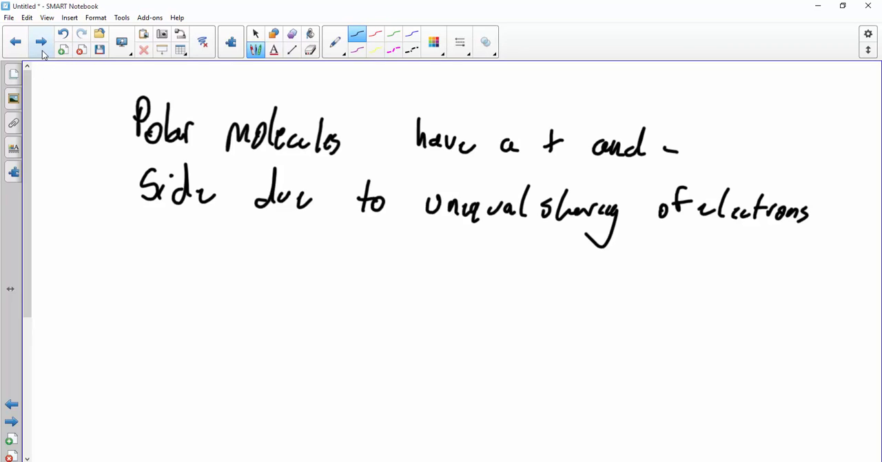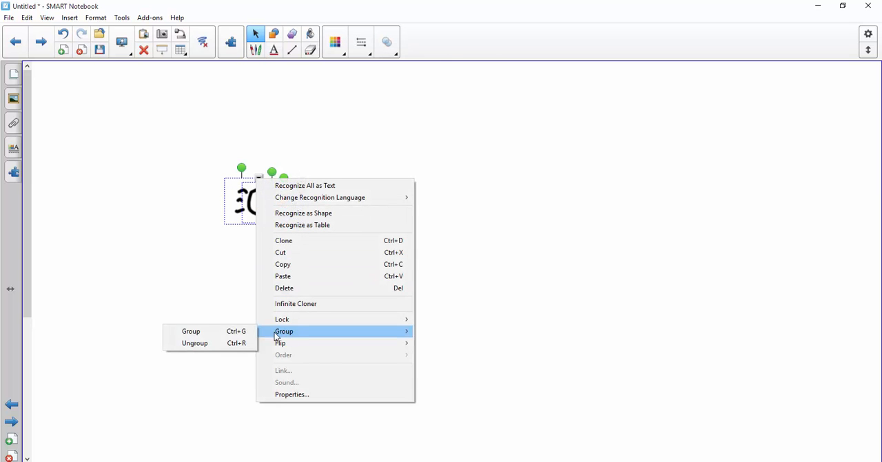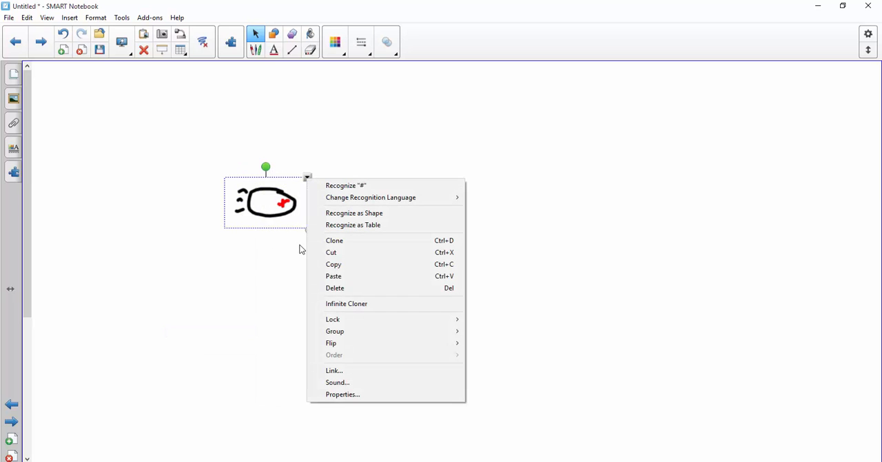For now, I want to focus on what happens if we have something that's polar and something that's not polar. So if I have a polar molecule and it's got positive on one side and negative on the other, and I have a whole bunch of these. Let's go ahead and make this one thing and get a whole bunch of them. And we'll go ahead and turn on infinite cloner.